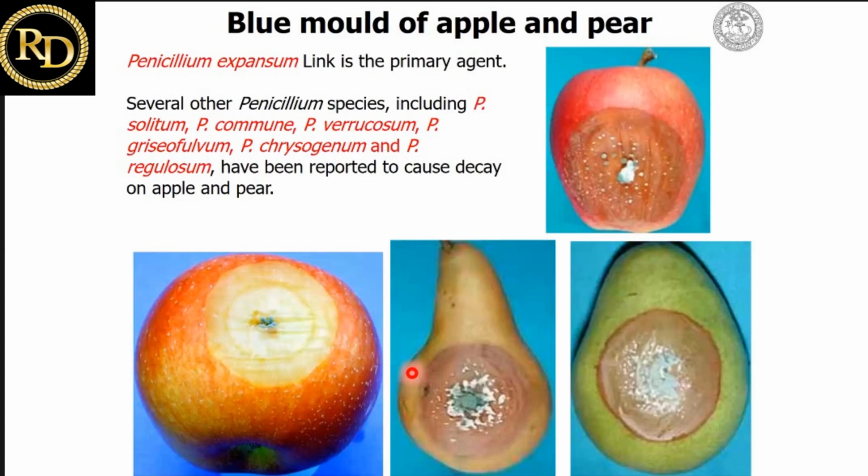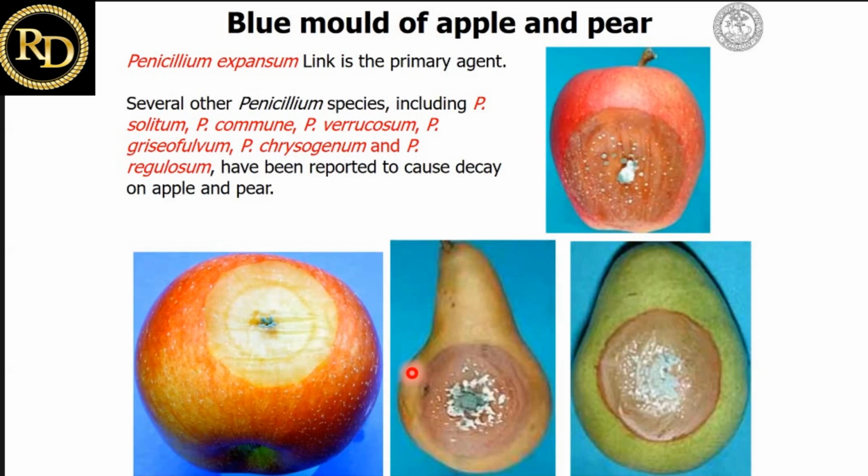Okay, I now move to blue mold. Blue mold is the last pathogen of this long overview. Blue mold of apple and pear is caused by Penicillium expansum mainly, but also by other secondary species of Penicillium. For example, Penicillium solitum, commune, verrucosum, griseofulvum, chrysogenum. So all these have also been reported.